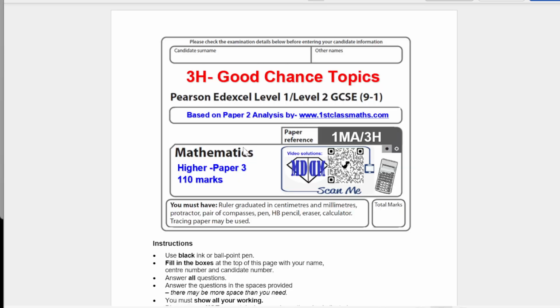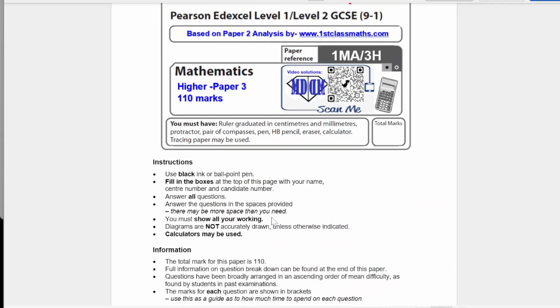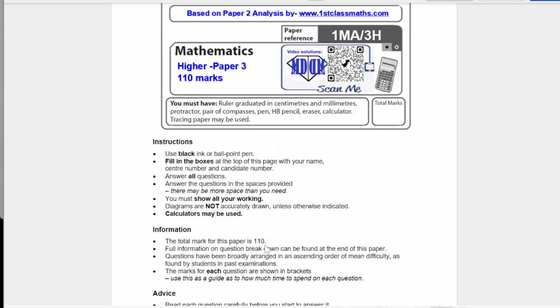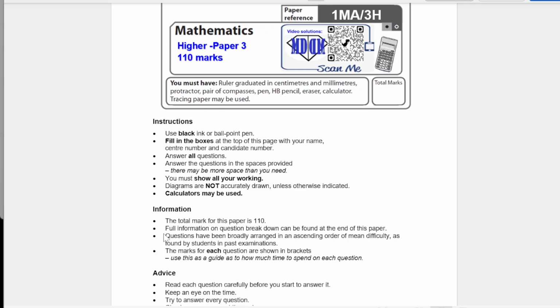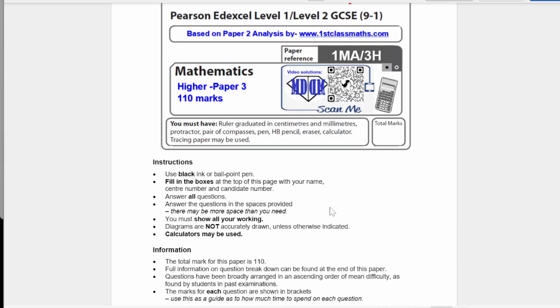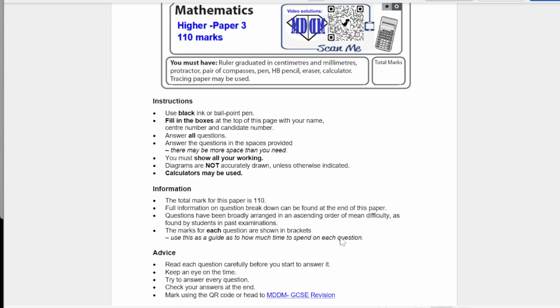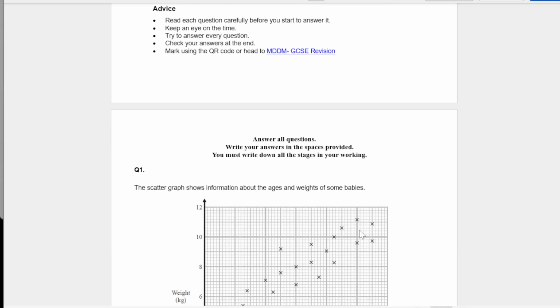Okay, so again, this is a copy of the paper. We've got basic instructions. Take slight note, information on the question breakdown can be found at the end of this paper. It gives you the complete First Class Maths revision or key topic list, and also some information on how I've compiled this paper. The paper is out of 110 marks, and we'll crack straight on.